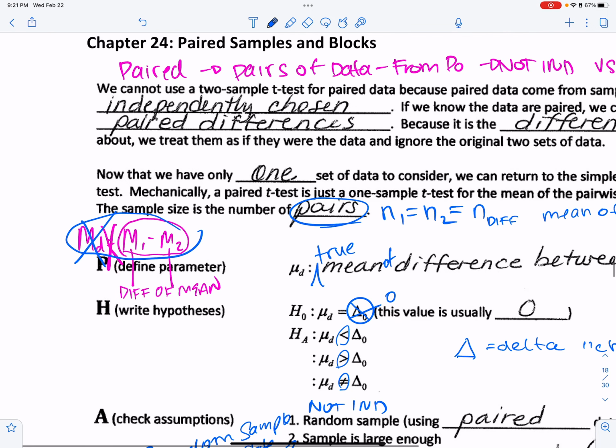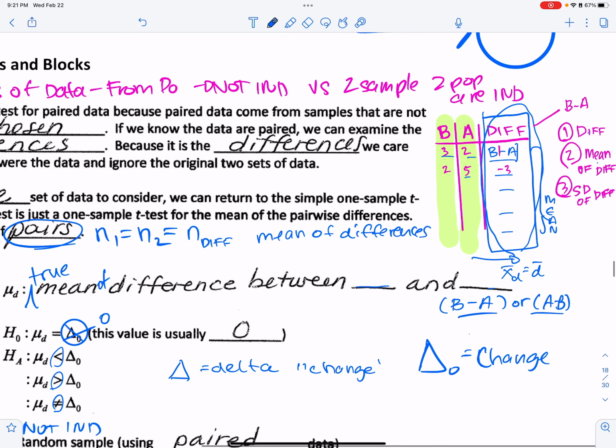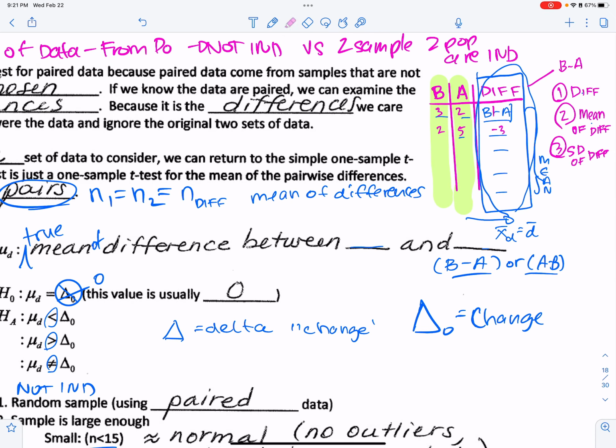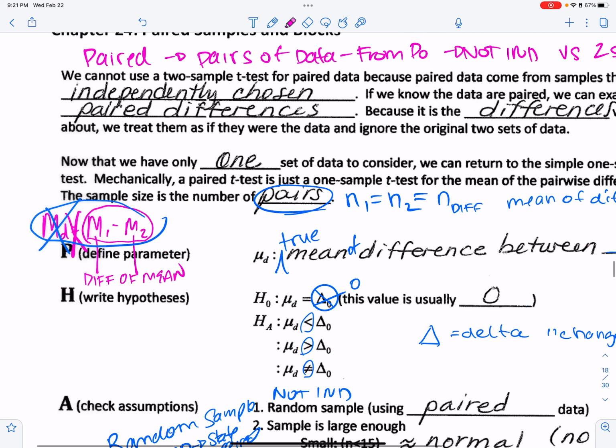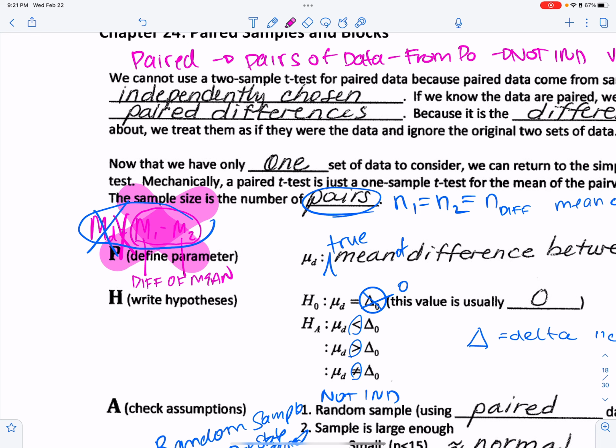And you would do this. You would say the mean of the differences, B minus A or A minus B. That's how you would put it. You would not put it like this here.